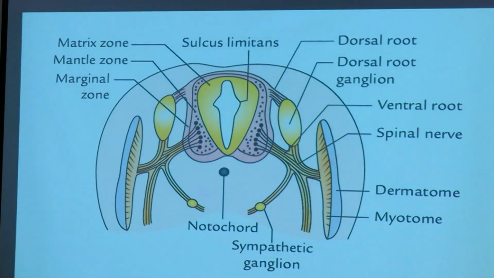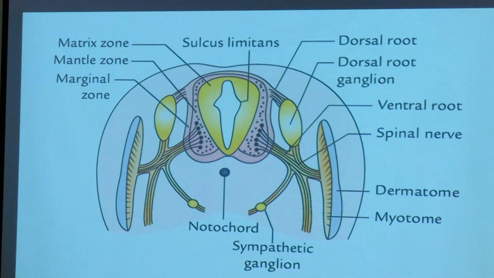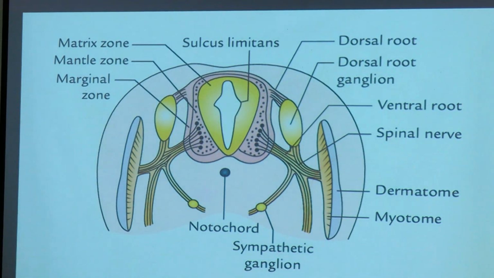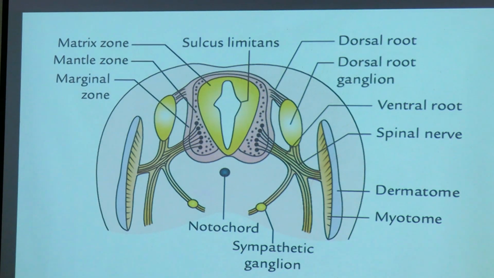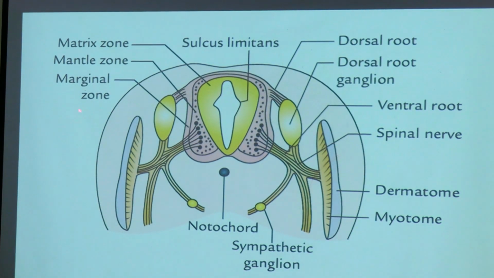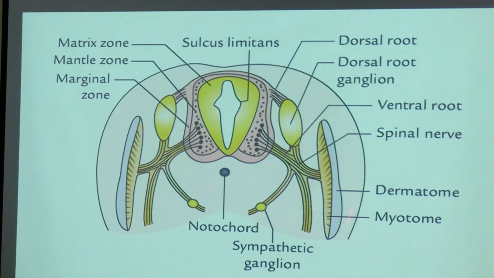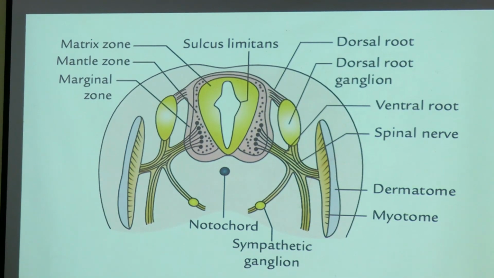Okay. So this is the picture for the histogenesis of your neural tube. You can see the formation of all the 3 layers. You can also see the sulcus limitans part. There we have already divided the dorsal area and the ventral area part. Okay.